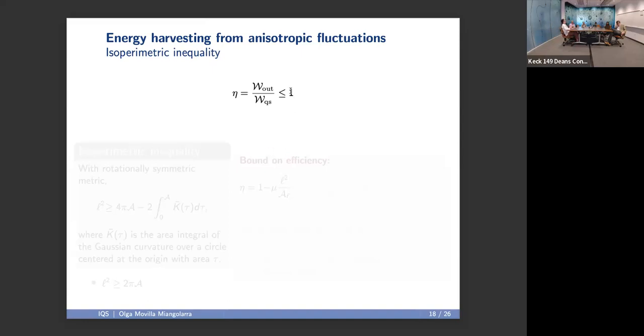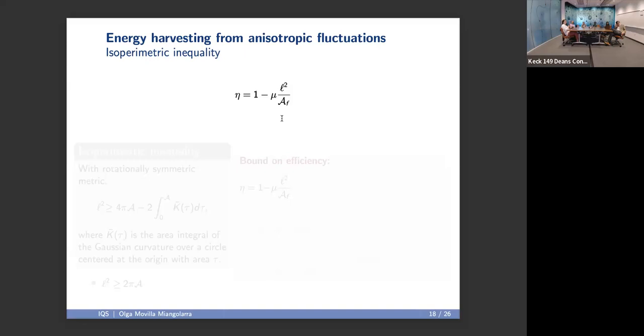But right now we're going to consider this efficiency, and this efficiency is useful because it characterizes these dissipative losses. So what we're going to do is use our geometric description of our system. In our geometric description, remember the work output is something like the area minus the length squared, and the quasi-static work is something like the area. So if we put these together, we get this expression of efficiency, which is 1 minus mu times this ratio between the length squared and this weighted area.